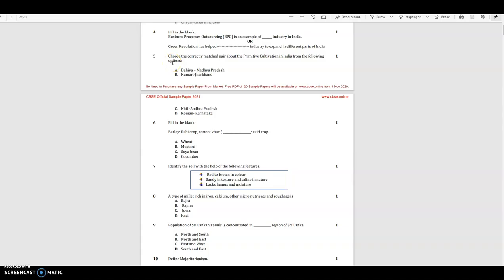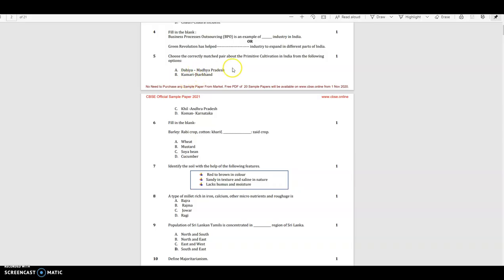Then next one, choose the correctly matched pair about the primitive cultivation in India from the following options. Option A, Dahiya, Madhya Pradesh, Kumari, Jharkhand, then Khil, Andhra Pradesh, and Common, Karnataka. So children, this question is from our fourth chapter, Agriculture, and all these are the names of our slash and burn cultivation or jhumming. So which is the correct answer?